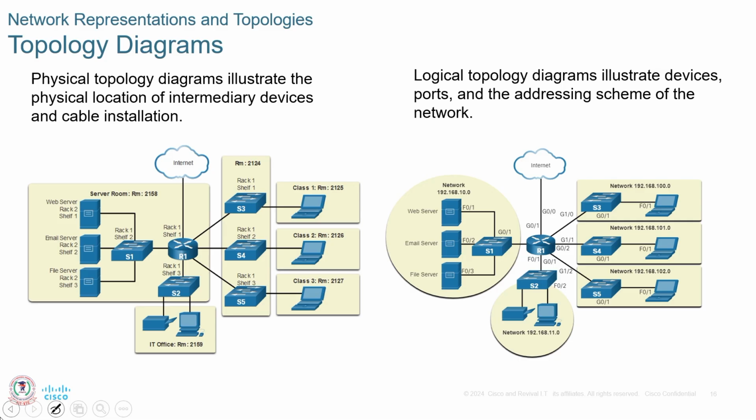So the physical topology diagram illustrates the physical locations of the intermediate devices and cable installed. And we talk about the physical structure or architecture of the network, while the logical diagram illustrates devices, ports, and address schemes of the network. Address schemes of the network talks about the different addresses that is being placed to a particular device on the network, because the devices communicate based on their addresses.